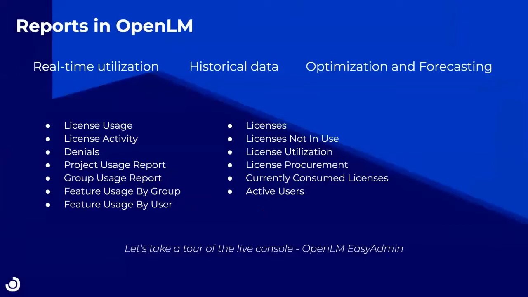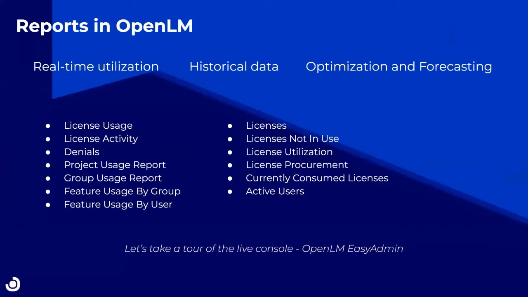Now we'll talk about the reports which are available in OpenLM. As I discussed in the initial slides, OpenLM gives you a very detailed report of license usage statistics. If we categorize those reports, there are three categories in which OpenLM will provide you with licensing information. First is real-time license utilization, second is historical data usage, and the third category is optimization and forecasting.